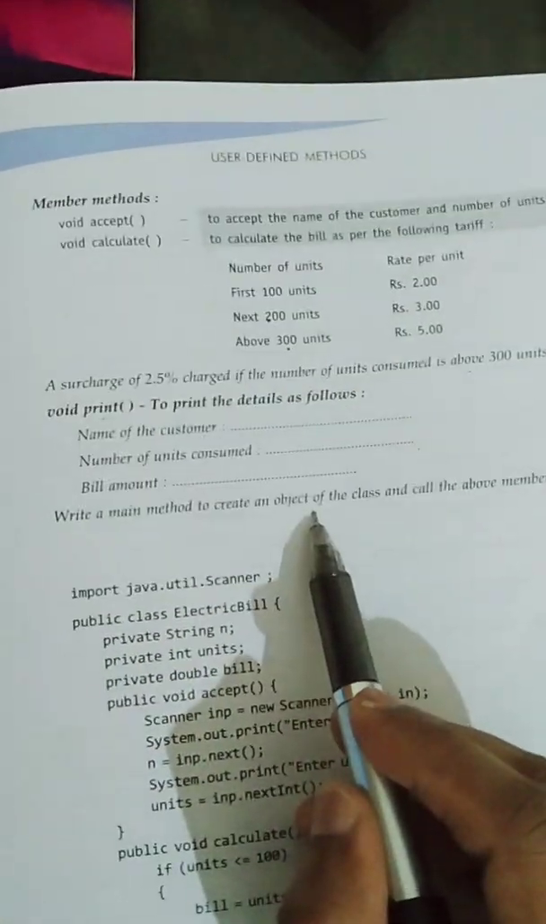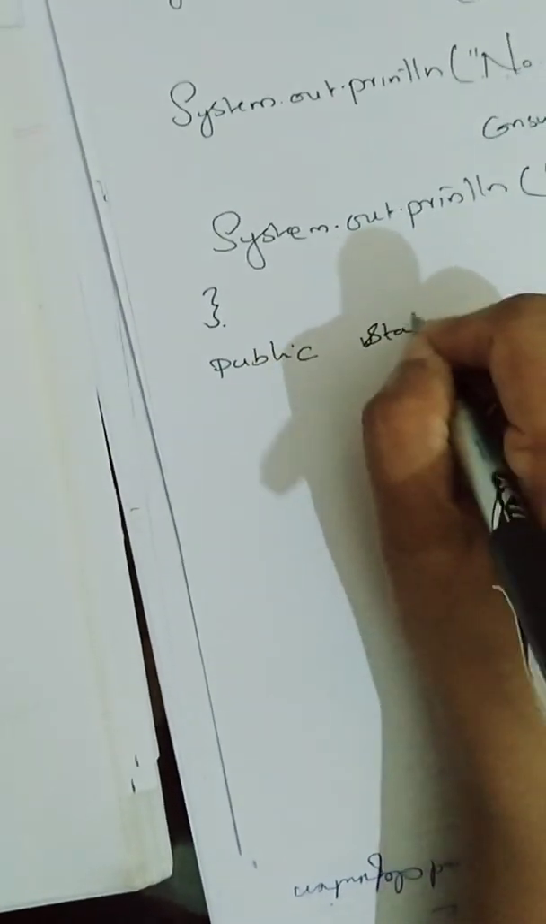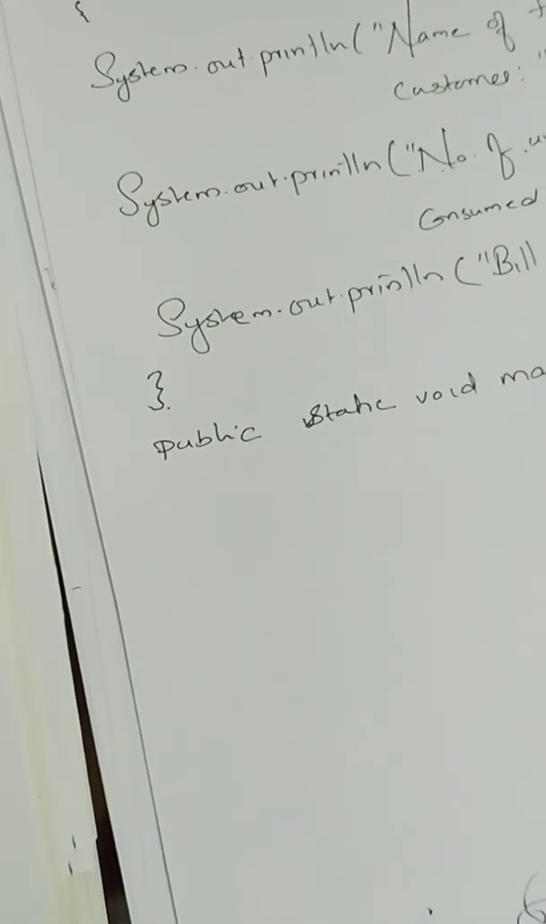And there is one more thing. Write a main method to create an object of the class and call the above member method. So your program is not finished. Now it is the very important portion. You have to write the main method and then call these methods, then only it will work. So public static void main string args.